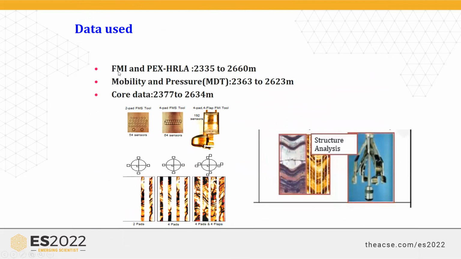So we use the FMI formation microimager tool, which has 4 pads and 4 flaps with 80% coverage. We use neutron and also resistivity logs from the full set of logs. We use mobility and pressure from MDT, and we use the core data for this project.